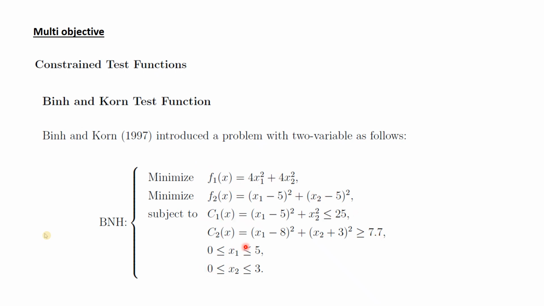That means two functions are there, f1 and f2, and then two constraints are there, and the ranges of x1 and x2 are given. So x1 should be from 0 to 5 and x2 should be 0 to 3. Then you can put in values. Suppose you take a random value, say 1 and 3.